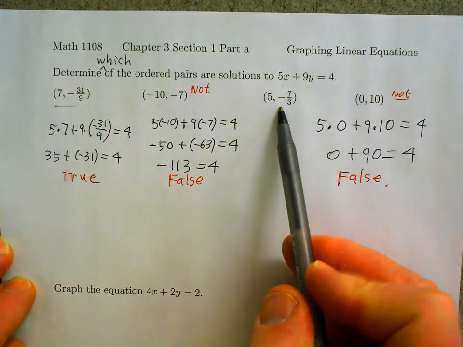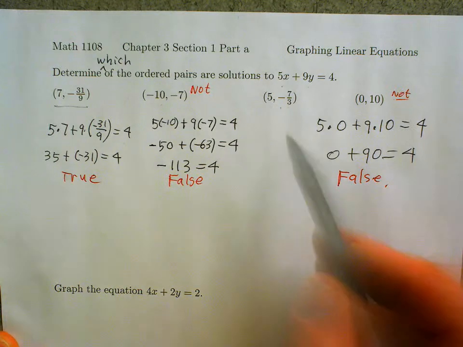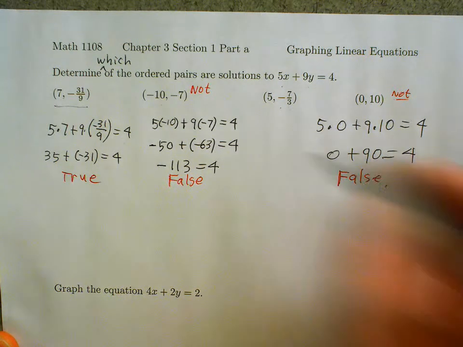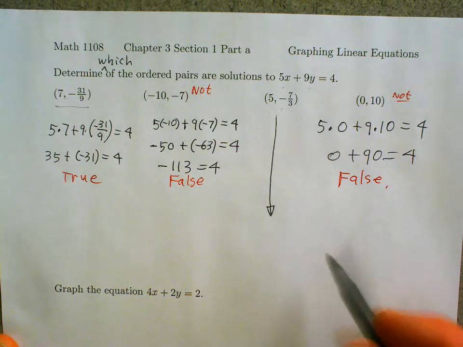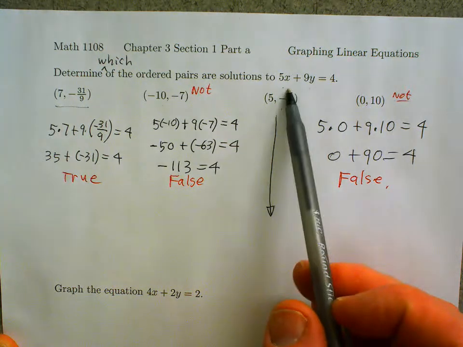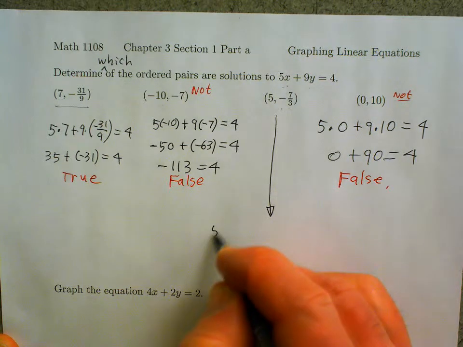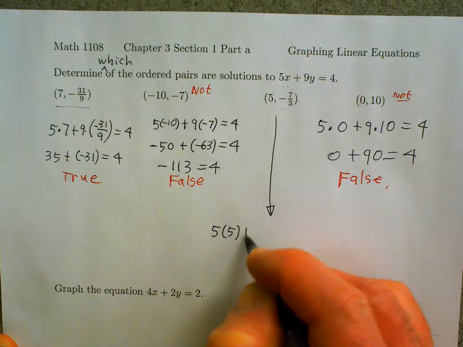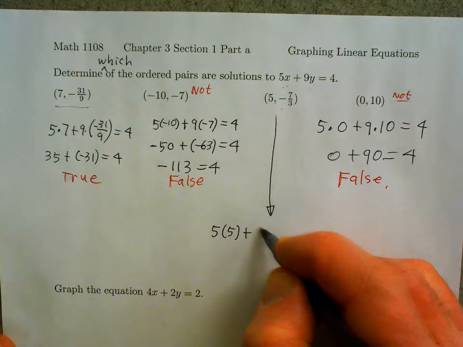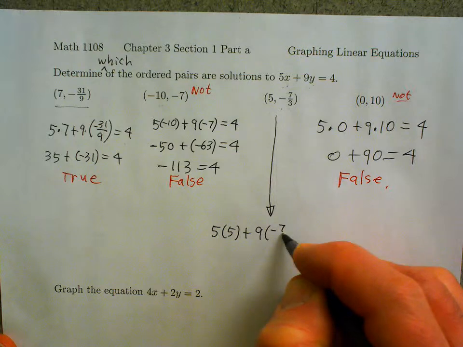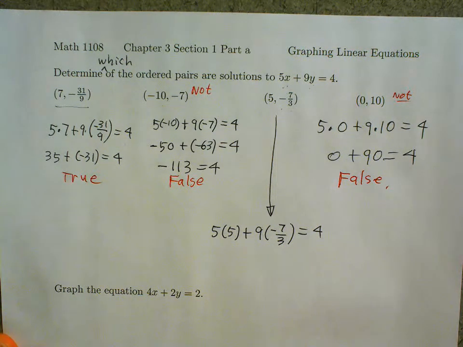Let's test one more. The other ordered pair, 5 for x and -7/3 for y. So we'll move it down here where we have a little more space. So in the equation 5x plus 9y equals 4, we're going to replace x with 5. So 5 times 5. And we're going to replace y with -7/3. So we have 9 times the fraction -7/3. And we'll check to see if that's equal to 4.